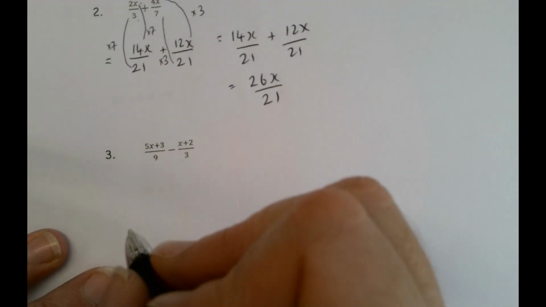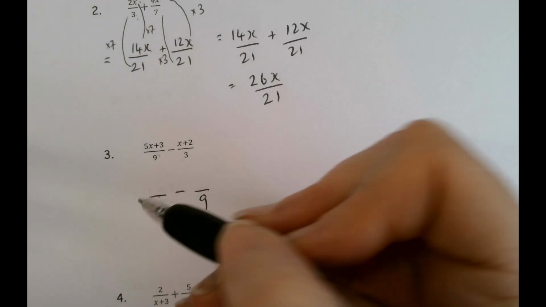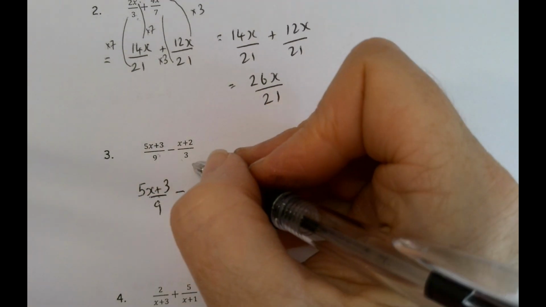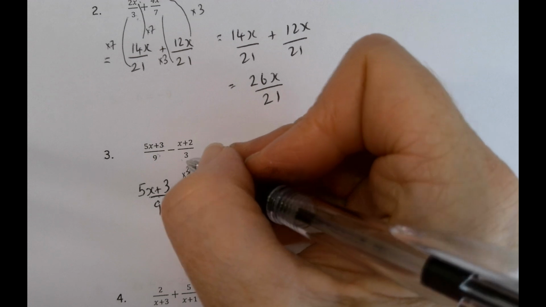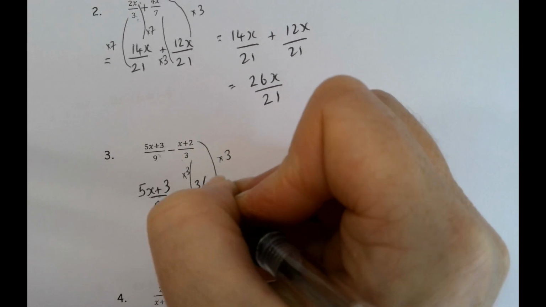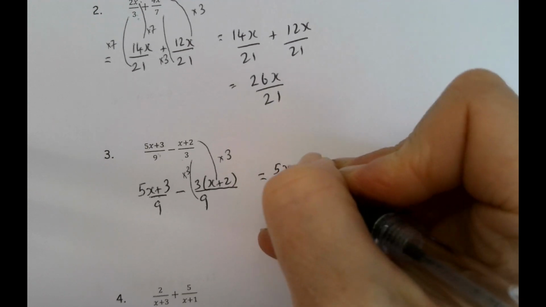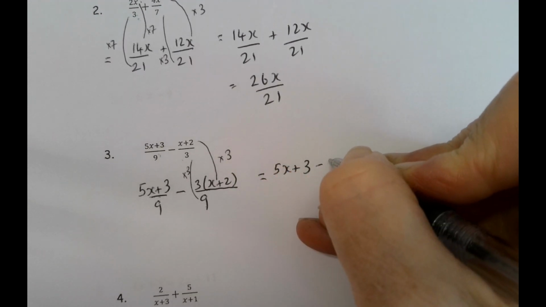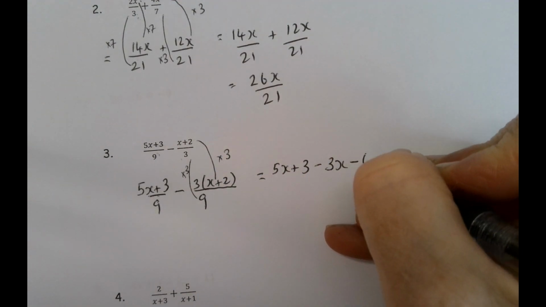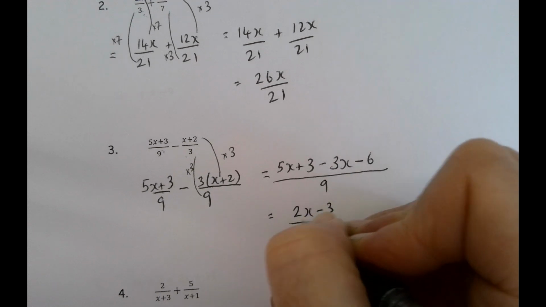Okay, common denominator here is 9. That's a bit nicer. So 9 goes into 9 once, so I don't have to change anything on top because I've just multiplied by 1. 3 goes into 9 3 times, so 3 times 3 is 9, so I'm going to have to multiply x plus 2 by 3. And if you notice, I'm actually going to do it in brackets to make sure I get my multiplication right. So 5x plus 3 minus 3 by x is 3 minus 3x minus 3 by 2 is minus 6 over 9. So if you got this one wrong, that's probably where you went wrong.